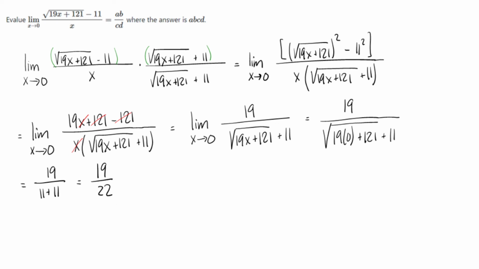So if we go back to the question, it tells us that the answer to this limit is an expression that looks like this, where A, B, C, D are individual digits. They want the answer to be expressed as ABCD. So we can write it as follows. The answer is going to be 1922.